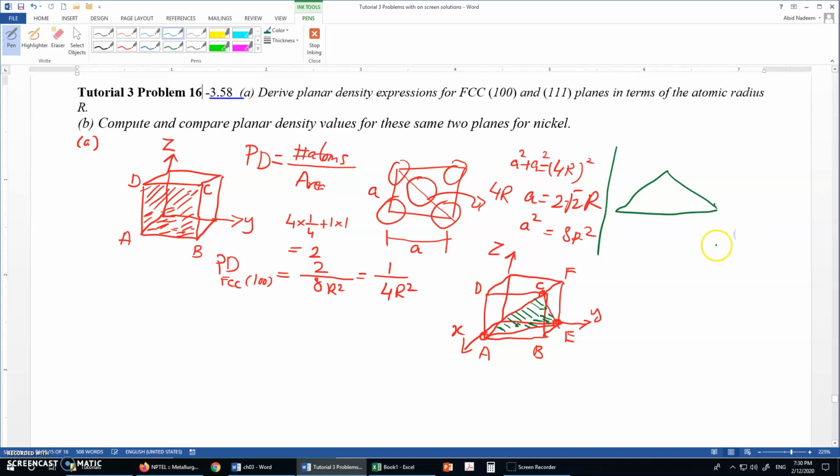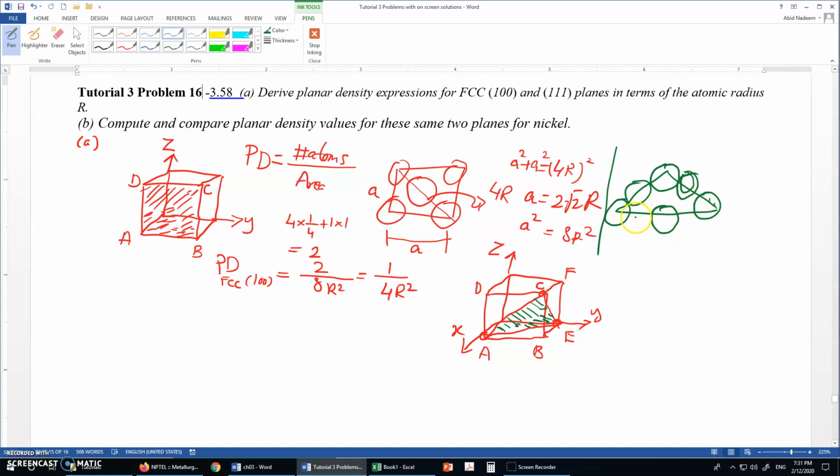This plane will be a triangular plane. There is one atom over here, one atom over here, and one atom over here. And then one face atom from here, one face atom from here, and one face atom from here. All these 6 atoms will be touching each other, although it's not showing like this over here due to the poor drawing.